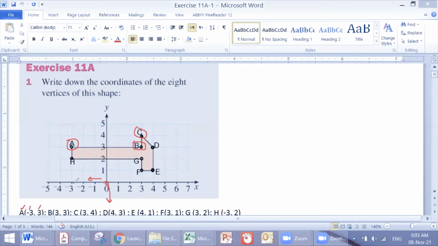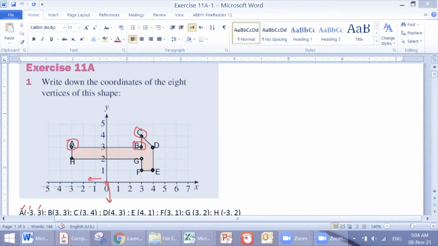I will go left along this line: -1, -2, and -3. Then I will go 3 values up: 1, 2, and 3. So that will be -3 and 3.